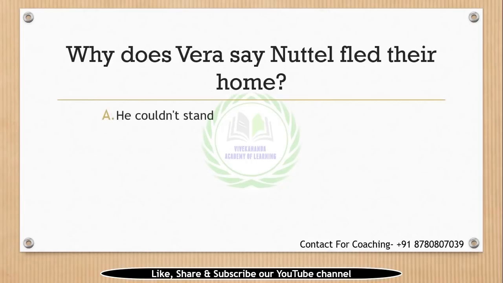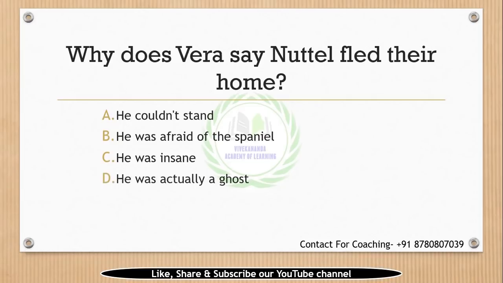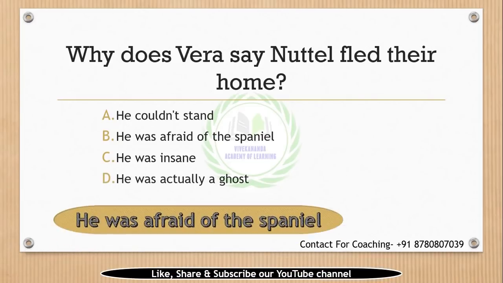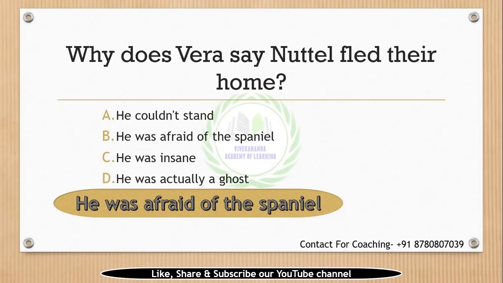Next question. Why does Vera say Nuttall fled their home? Options are A. he could not stand, B. he was afraid of the spaniel, C. he was insane, and D. he was actually a ghost. The correct answer is he was afraid of the spaniel.